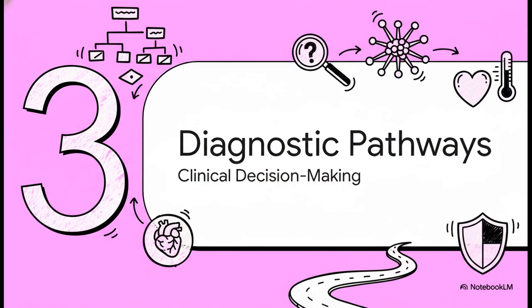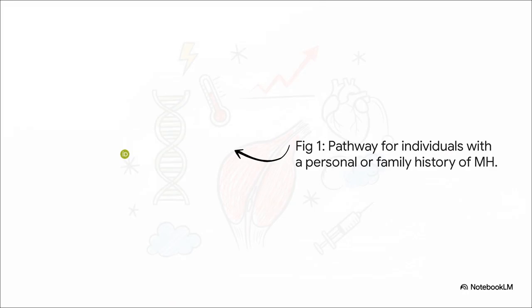Okay, let's get to the most practical component of this update, Section 3, the revised diagnostic pathways. This is where the new guidelines translate directly into clinical decision-making. Let's trace this first algorithm. This is for a patient with a personal or family history of suspected MH. You can see the pathway begins with a choice: go straight to IVCT or start with genetic testing. Let's follow that genetics first route.